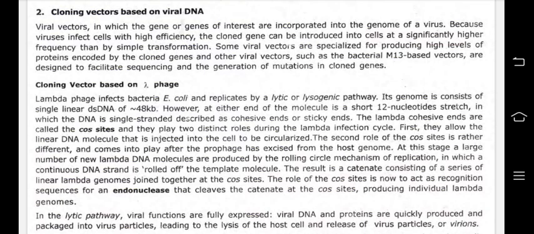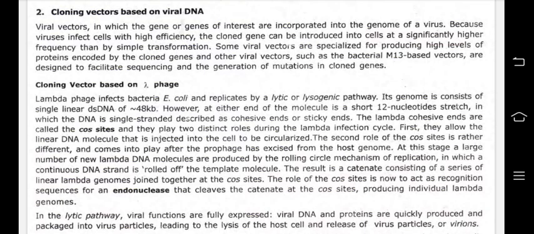Then, cloning vectors based on lambda phage. Lambda phage infects the bacterium E. coli and replicates by a lytic or lysogenic pathway. Its genome consists of a single linear dsDNA of about 48 kb. However, at either end of the molecule is a short 12 nucleotide stretch in which the DNA is single stranded, described as cohesive ends or sticky ends. The lambda cohesive ends are called the cos site, and they play two distinct roles during the lambda infection cycle.